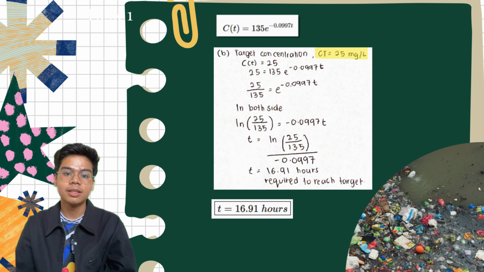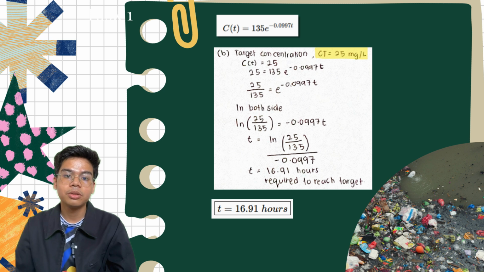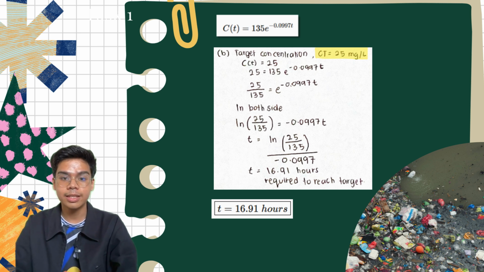This result means that the water treatment process requires approximately 16.9 hours to reduce the pollutant concentration from 135 mg per liter to the target concentration of 25 mg per liter. Therefore, engineers can use this model to estimate the treatment duration needed to achieve the desired water quality standard.